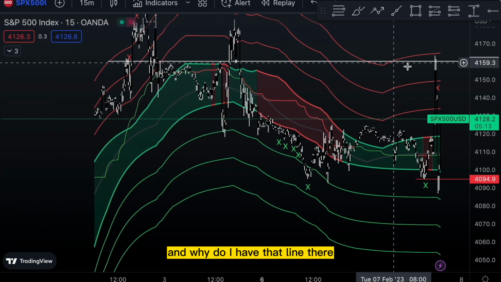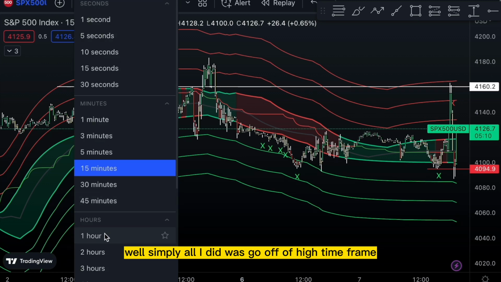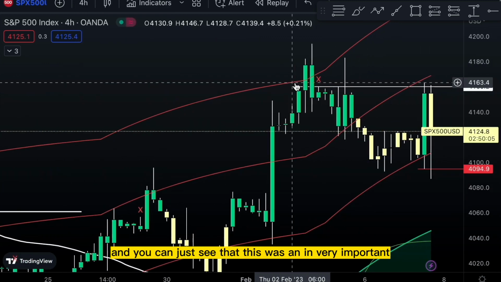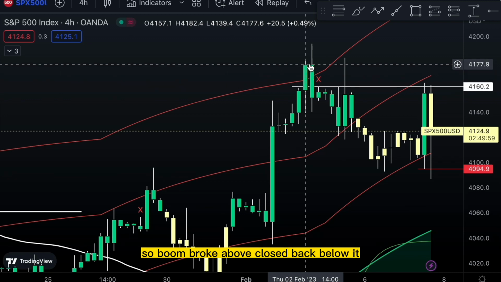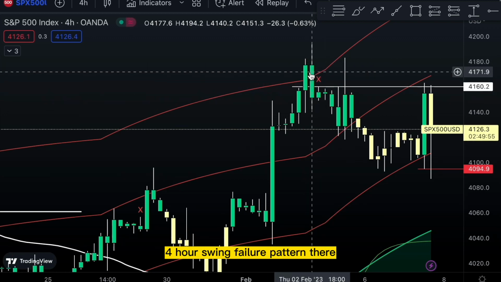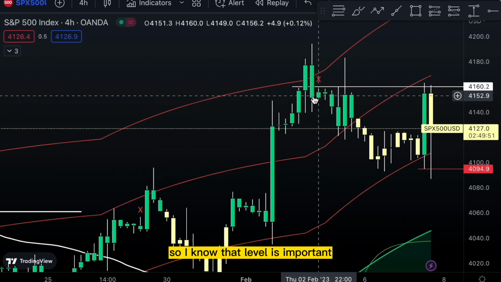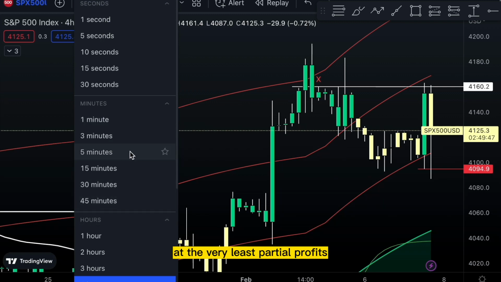And why do I have that line there? Well, simply all I did was go off of high time frame. You can just see that this was a very important resistance level in the beginning of the month. So, boom, broke above, closed back below. We had a 4-hour swing failure pattern there. Boom, boom, boom. Just kept rejecting. So I know that level is important. And if you were long, that is where you would take, at the very least, partial profits.